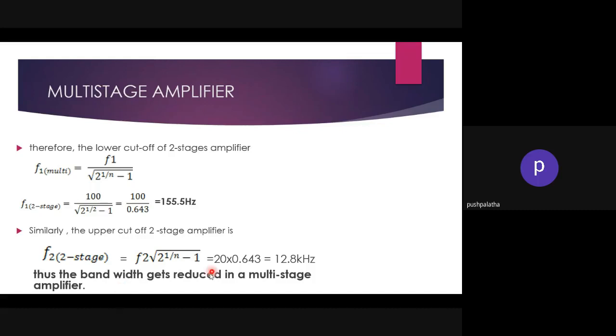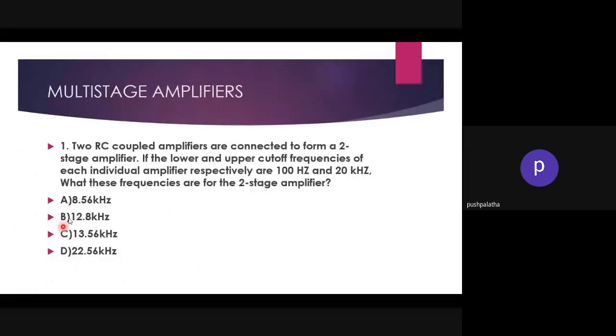Gain is increased and bandwidth will get reduced. Right? So we had 20 plus 20.1 kilohertz, that is the total frequencies. The first one is 100 Hertz, the second one is 20 kilohertz, so we got around 20.1 kilohertz. But when we cascade, we got only 12.8 kilohertz. See, they have asked what is the range, right? The options are 8.56 kilohertz, 12.8 kilohertz, 13.56 kilohertz, and 22.56. So the answer I got is 12.8 kilohertz.